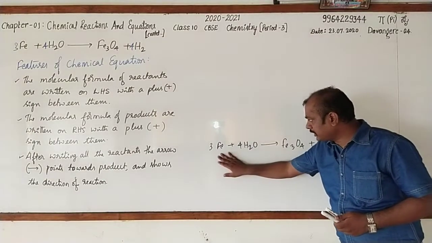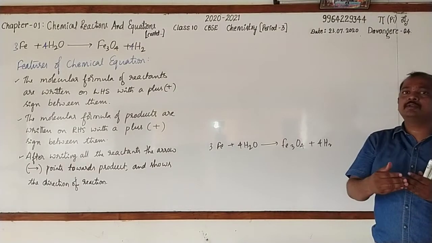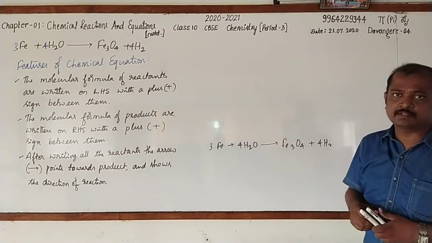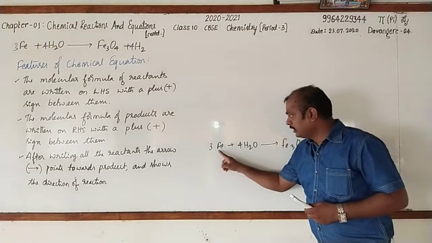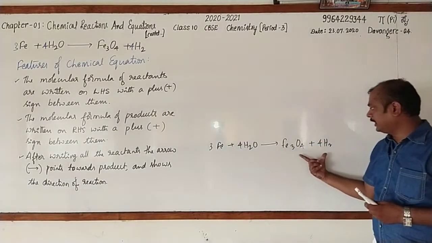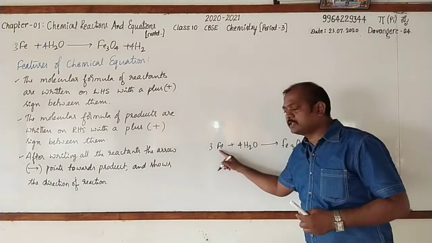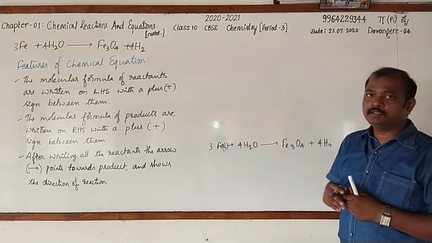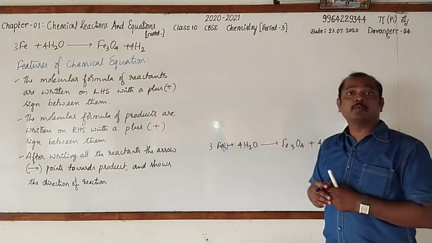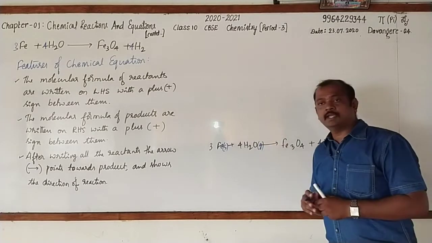You can make this chemical equation more informative by following some indications. What are those indications? Observe. Here these are the reactants and these are the products. Now could you tell what is the physical state of iron? Yes, you are right, it is solid. What about the water? Here we have used steam, so you have to write gas.